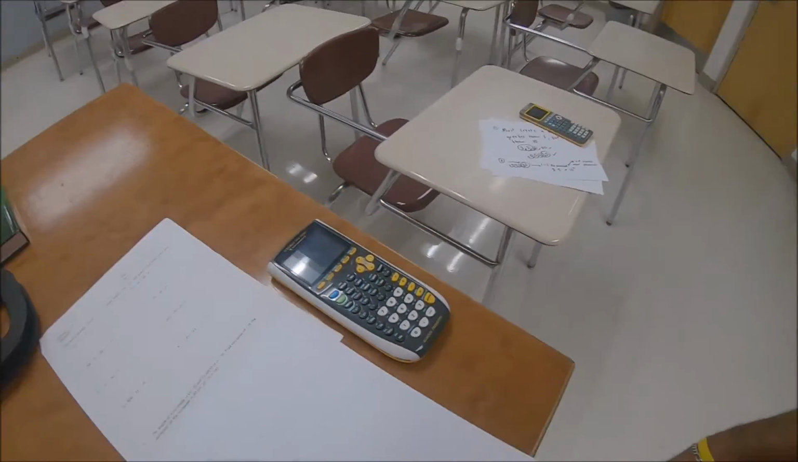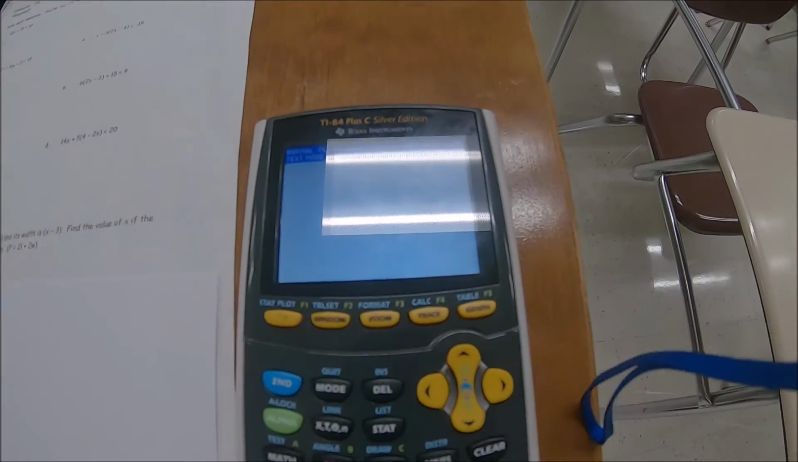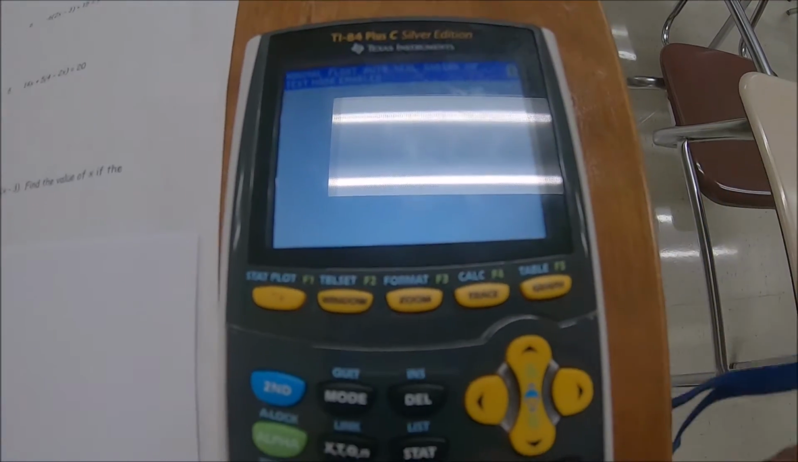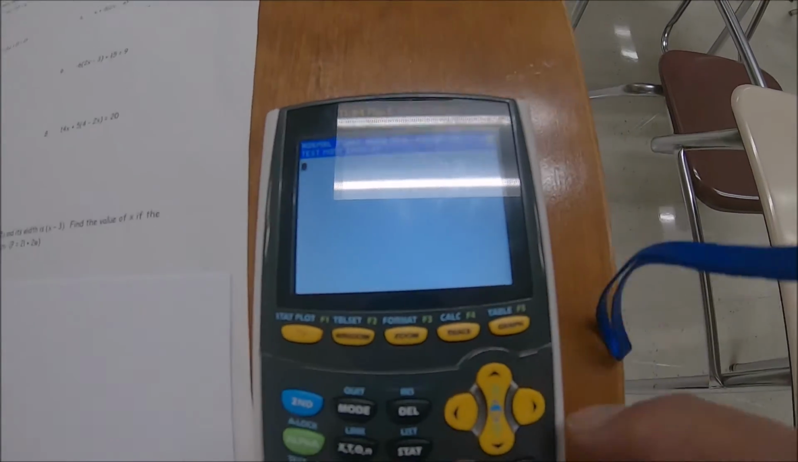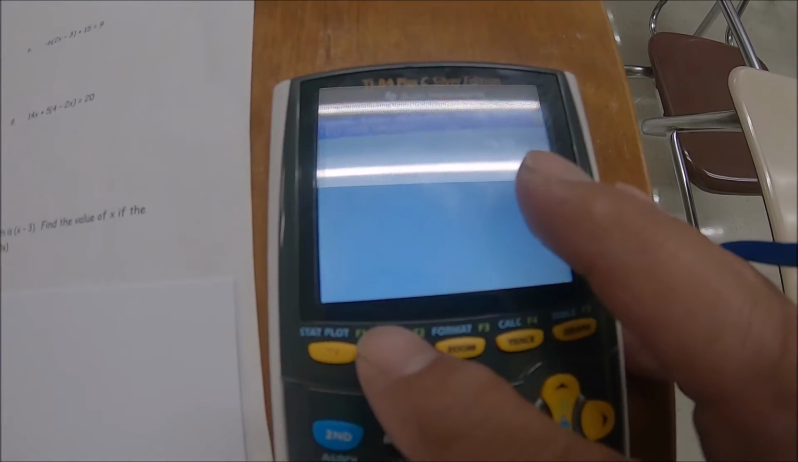Today I'm going to show you a little bit about solving equations on a calculator, okay? First of all, you get your calculator, and they'll be reset when we test. So you've got to go in there and go to Window. Window is right above the Mode button.